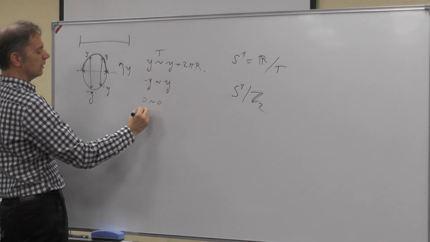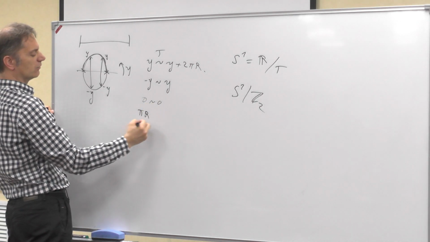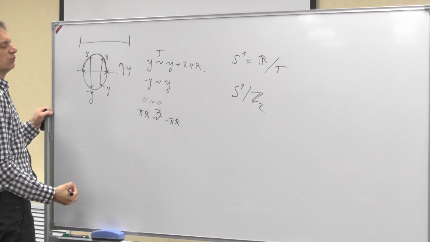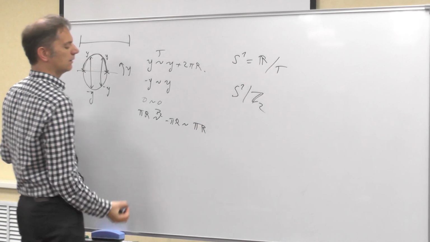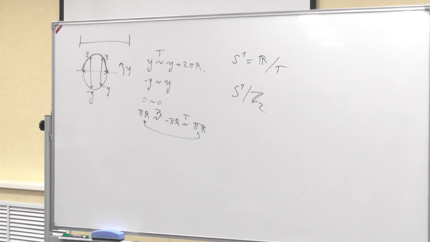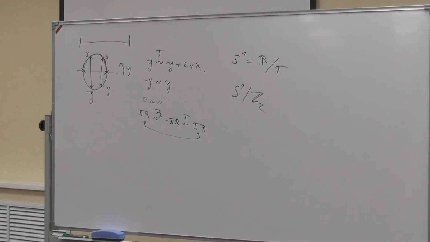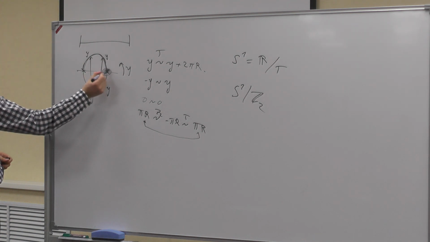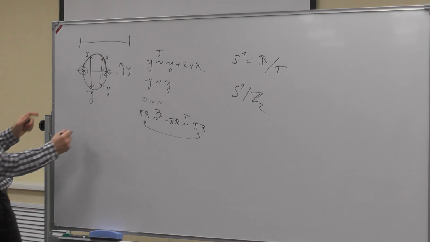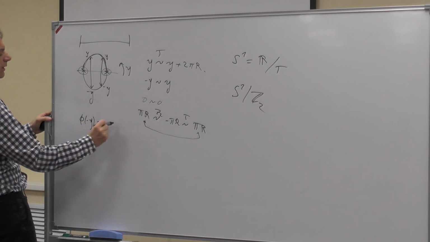And the point pi r is also left invariant by this Z2 symmetry, because pi r is identified to minus pi r by Z2. Then you do a translation of 2 pi r, and this is again equivalent to pi r. So this point is identified with itself. It's a fixed point of the Z2 symmetry. So there are two fixed points, zero and pi r, which are the two boundaries of this interval. Now you need to specify the boundary conditions for all the fields that live on this orbifold. You need to say, for instance, how the field at minus y is related to the field at y.